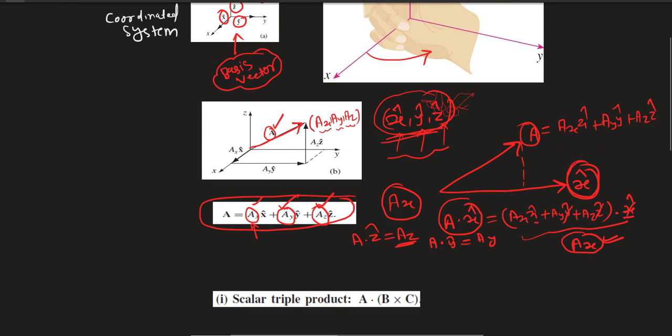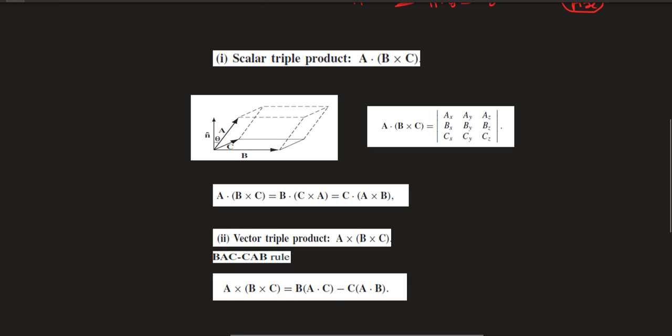Okay, fine. Now let's talk about triple products: the scalar triple product and the vector triple product. In the last class we discussed the cross product of two vectors, b cross c. This cross product is also called the vector product. So b cross c is itself a vector, because the result of b cross c gives me a vector. Now if this is a vector, we can do an operation with this vector and another vector.